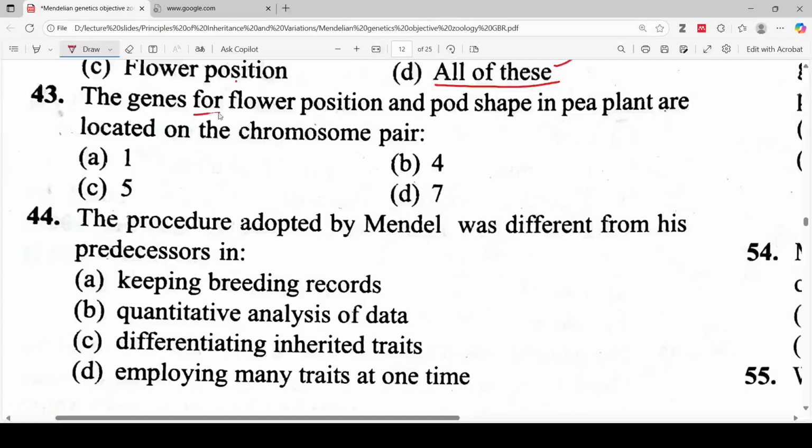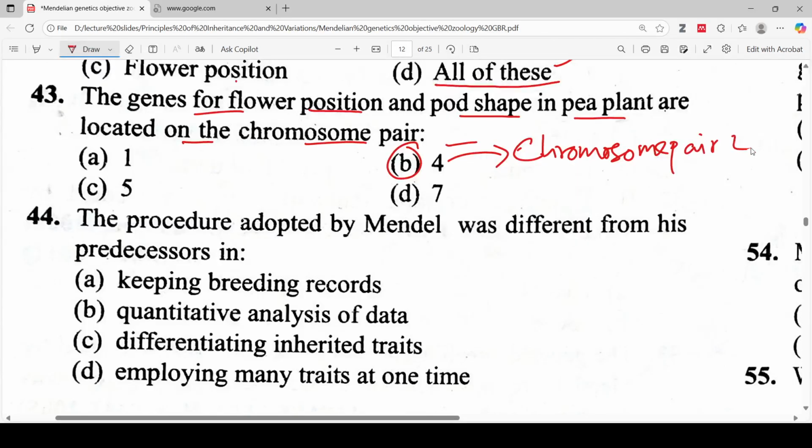The genes for flower position and pod shape in pea plants are located on the chromosome pair. So the correct answer will be option B, chromosome pair 4. Next question.